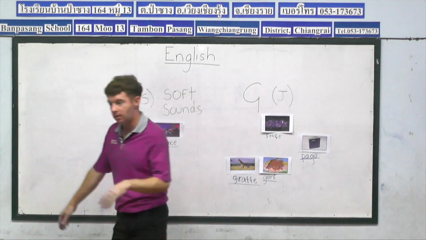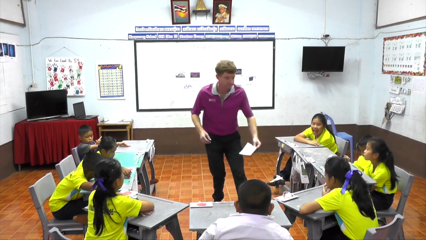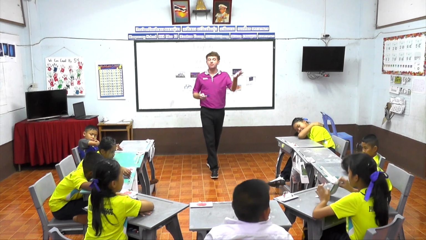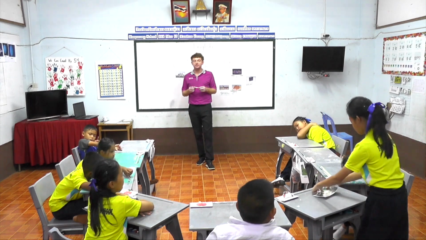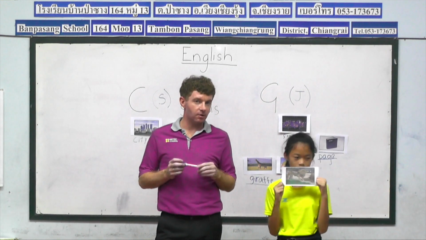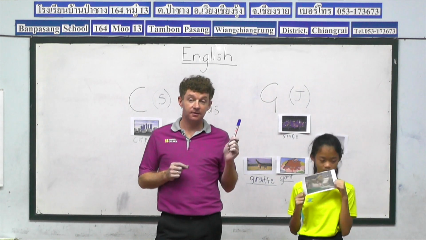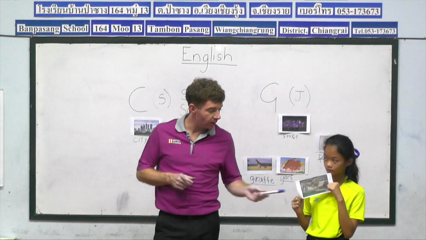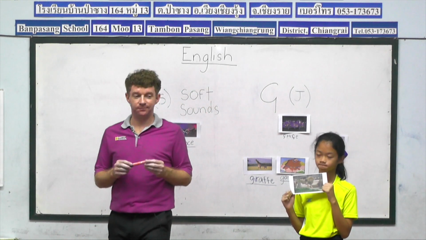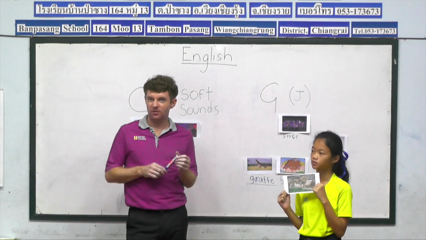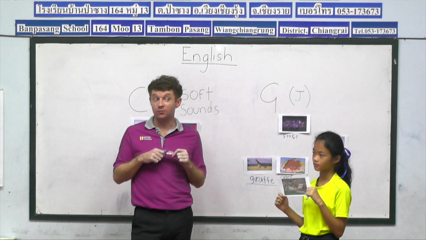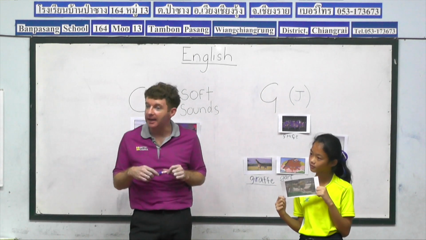Okay, next flashcard. Now it's Dan's turn. So Dan, can you bring your flashcard forward, please? Okay, now let's see what we can see on Dan's flashcard. What animal can we see? Lion. A lion. But where is the lion inside? Cage. Cage. So is that the C sound or the soft G sound? What do we think, guys? Soft G.